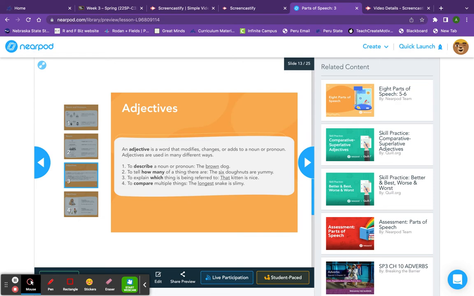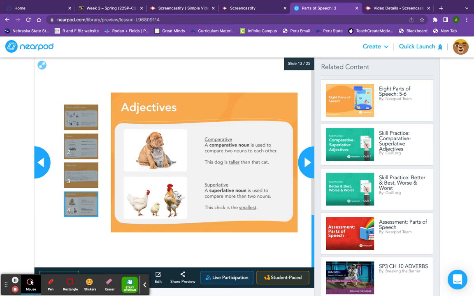Now we're going to move on to adjectives. An adjective is a word that modifies, changes, or adds to a noun or pronoun. They can be used in a lot of different ways. They're used to describe things, to tell us how many we have of something, to explain which thing is being referred to, or to compare multiple things. And here is another slide on adjectives, giving us 2 different examples of a comparative and superlative noun.